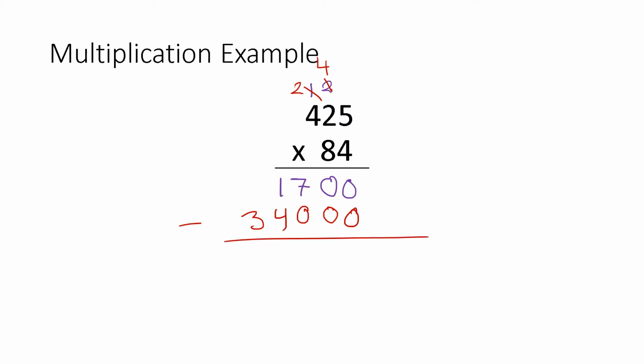And now we add. So 2 zeros here, a 7, 5, and 3. So we should get 425 times 84 will give us 35,700. Again, always make sure that you're plugging your answers into your calculator to double check and make sure that your answer is correct. Double check everything.